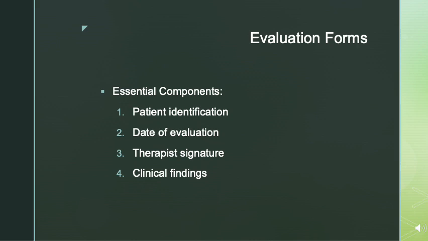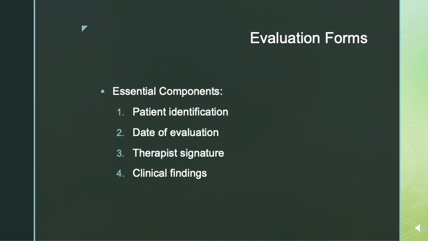Let us go through each component. First, patient identification. This ensures that all documentation is linked to the correct patient. It includes basic details such as name, age, and identification number. Accurate identification is very important because errors at this stage can affect all succeeding documentation.